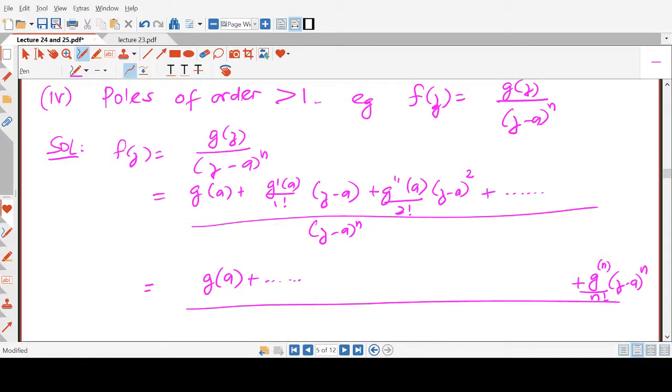If you carry on, the second one here is the first one. The last one will be the nth one. I have 0 here. That's the 0. The last one will be the nth derivative over n factorial, z minus a to the power n, over z minus a to the power n at the bottom.